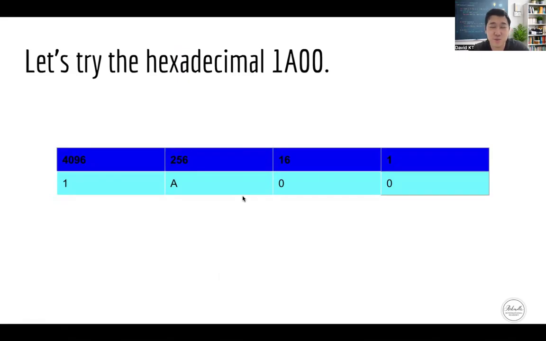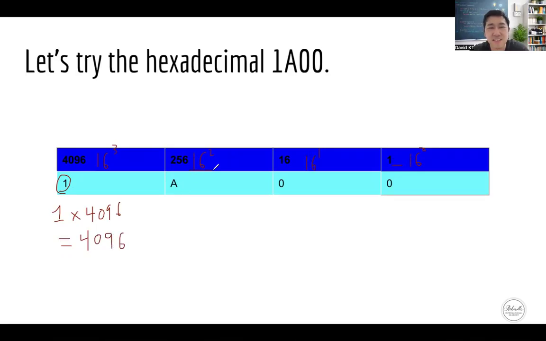1A00. Well, the 00s will be quite easy. So if you look here, this is 16 to the 0 power. This is 16 to the first power, 16 to the second power, 16 to the third power, right? Let's start here. 1 times 4096 gives you what? That's right, 4096.